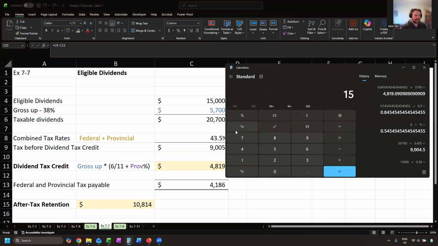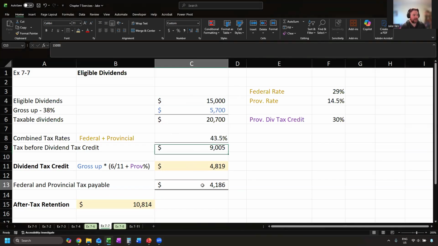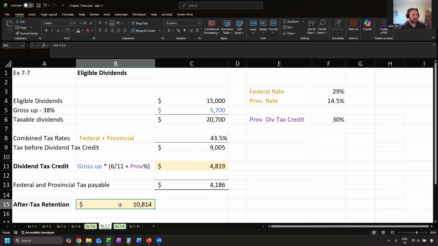So Miss Holt received $15,000. She will pay $4,186 for her portion of the taxes, which will leave her with $10,814. So she received that much. She'll pay her taxes, and that will leave her $10,814. That's the amount she gets to keep and spend on whatever she likes.